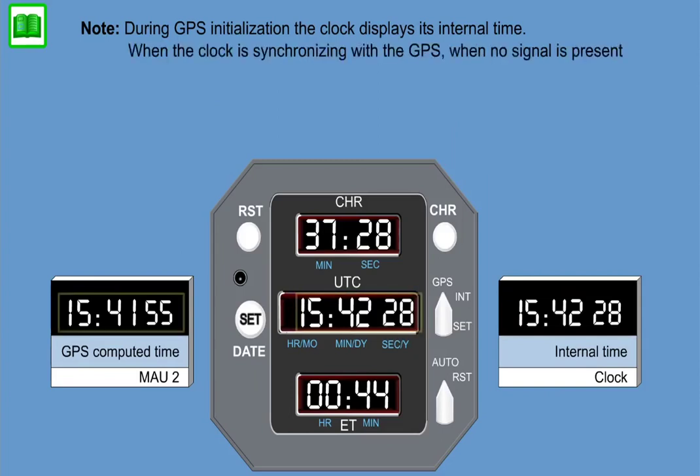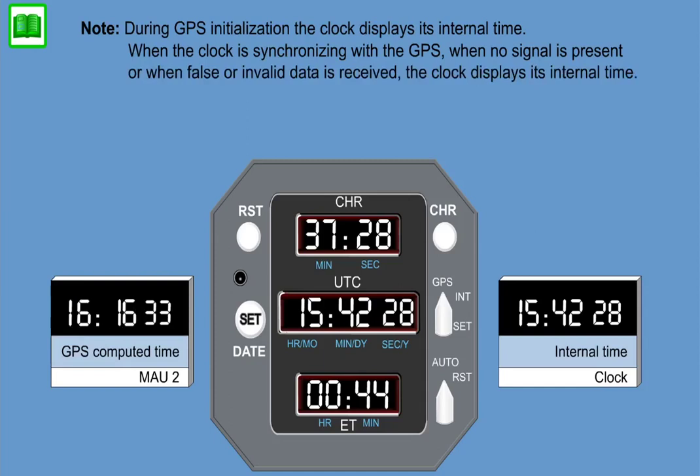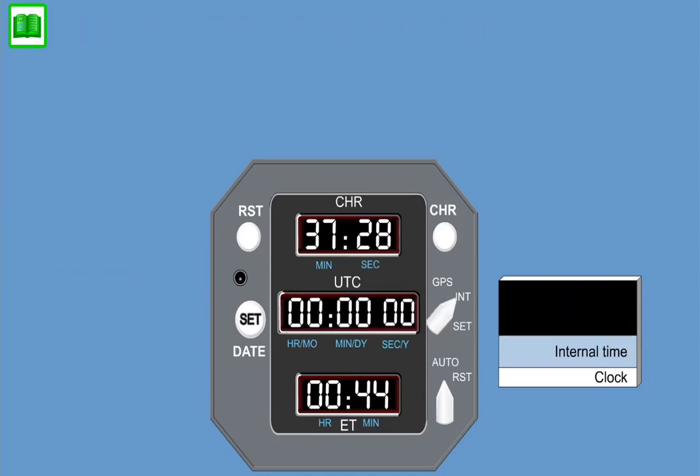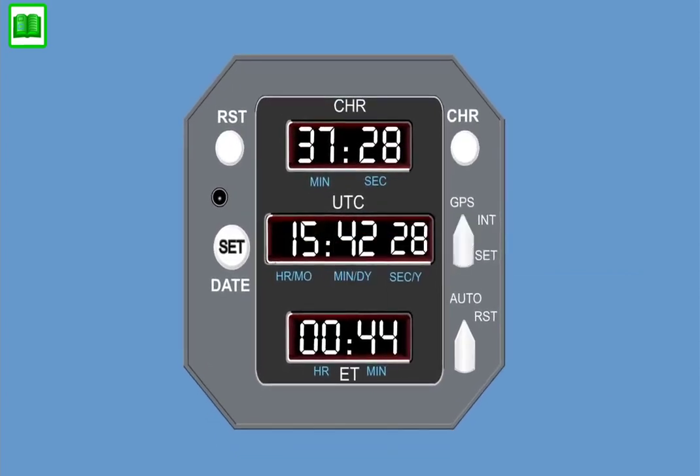When the clock is synchronizing with the GPS, when no signal is present, or when false or invalid data is received, the clock displays its internal time. It displays only zero if the internal time is not set. Pressing the date button displays the day, month, and year in place of the UTC, but the colon is not displayed. Leap years are taken into account.